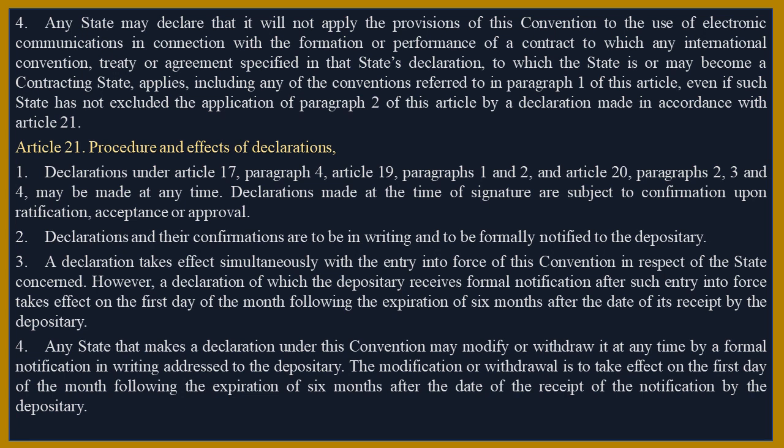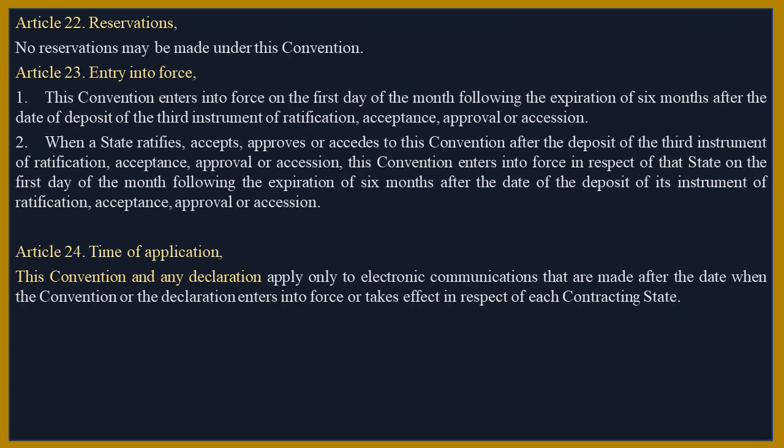4. Any state that makes a declaration under this convention may modify or withdraw it at any time by a formal notification in writing addressed to the depository. The modification or withdrawal is to take effect on the first day of the month following the expiration of 6 months after the date of the receipt of the notification by the depository. Article 22. Reservations. No reservations may be made under this convention.